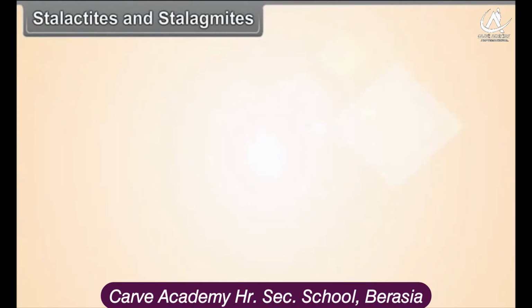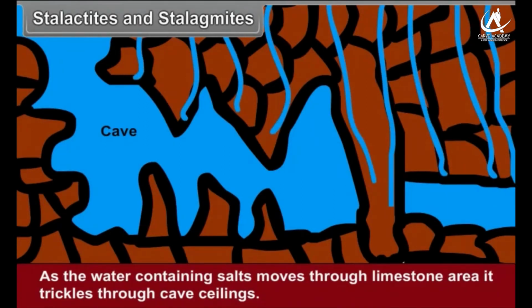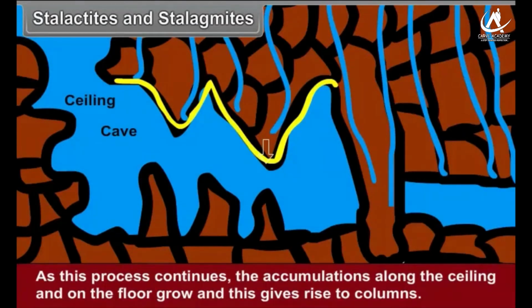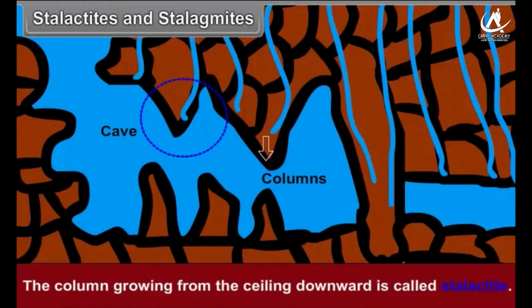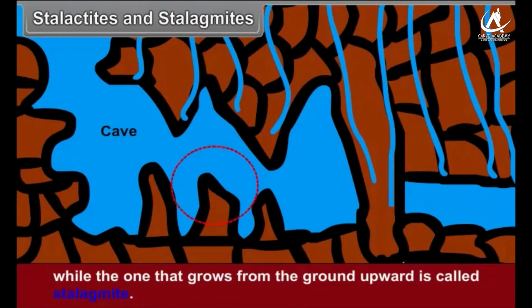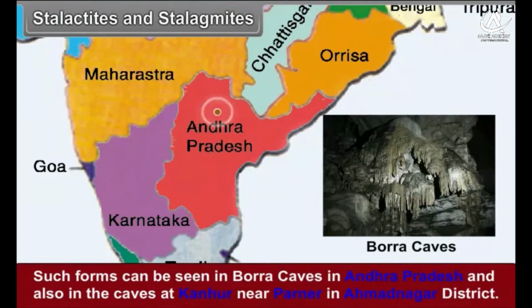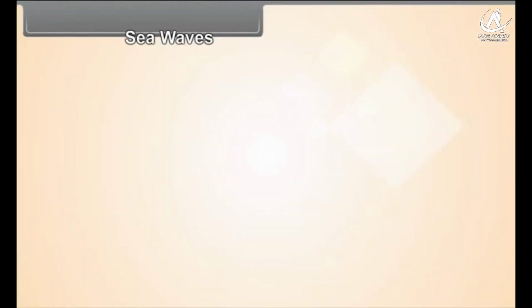Number 3. Stalactites and stalagmites. As the water containing salts moves through limestone area, it trickles through cave ceilings. Part of this trickling water gets evaporated and the salts get accumulated along the ceiling surface and on the floor. As this process continues, the accumulations along the ceiling and on the floor grow, and this gives rise to columns. The column growing from the ceiling downward is called stalactite, while the one that grows from the ground upward is called stalagmite. Such forms can be seen in Bora caves in Andhra Pradesh and also in the caves at Kanhur near Parner in Ahmednagar district.